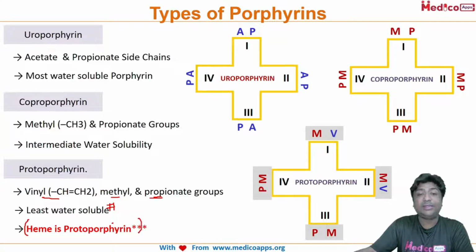A very favorite question which we'll ask is: heme is what kind of porphyrin? So heme is protoporphyrin. In this protoporphyrin, if we add iron in the center, it will become heme. A very favorite question. Heme is what kind of porphyrin? So heme is a protoporphyrin.